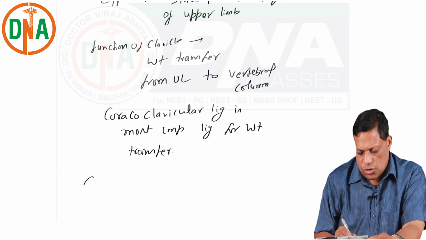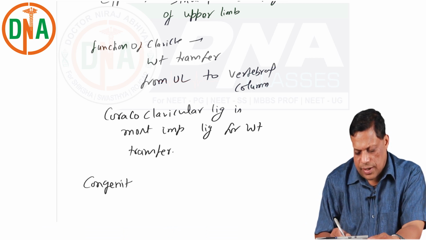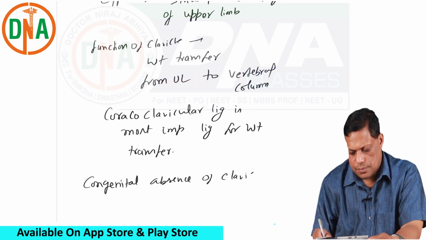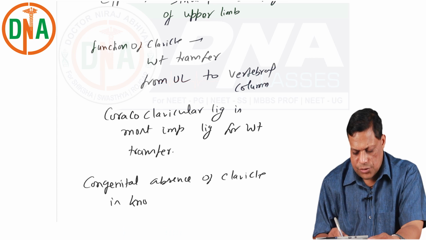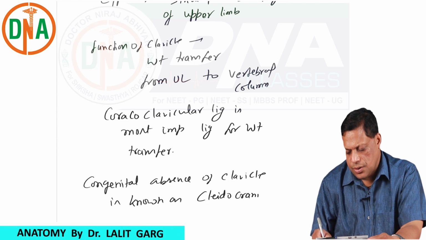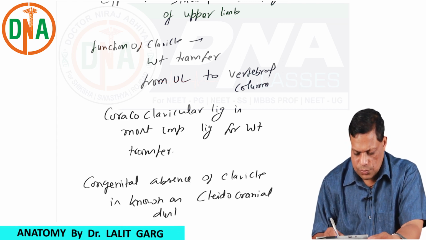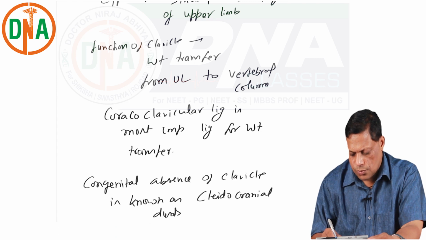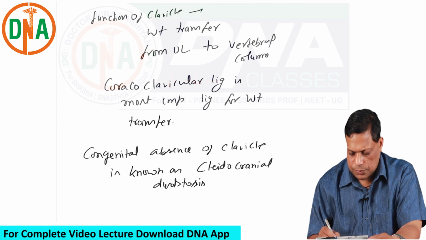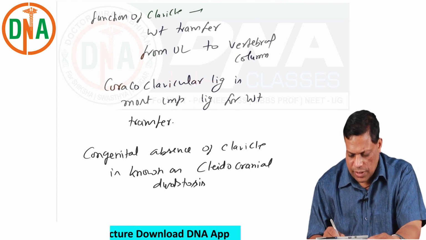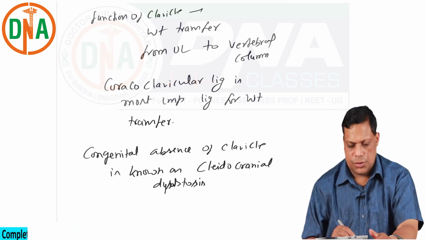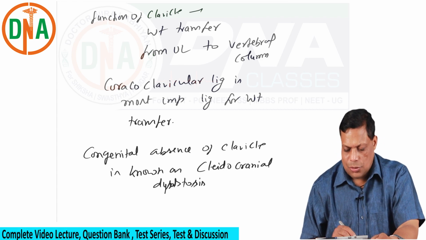And one more point: the congenital absence of clavicle is known as cleidocranial dysostosis. Congenital absence of clavicle, which is dysostosis, cleidocranial dysostosis. So this is all about the clavicle.